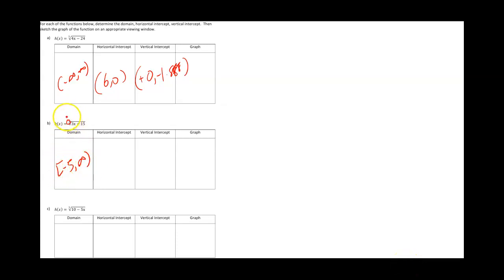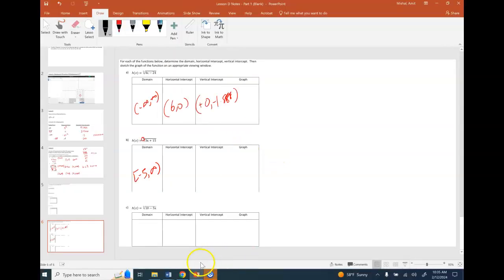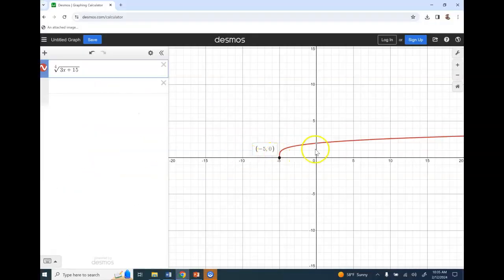So for all the even roots, we have a domain restriction. For the odd roots, we don't. It'll always be negative infinity, comma, infinity for the odd roots. Then we have our horizontal and vertical intercepts. So our horizontal intercept is -5, 0, and our vertical intercept is 0, comma, 1.968. And those will be your horizontal and vertical intercepts.